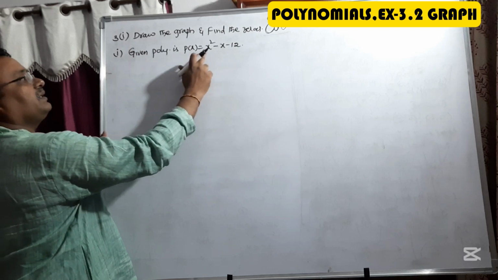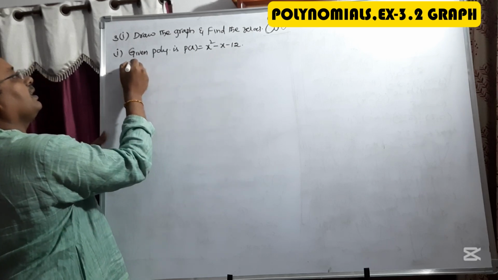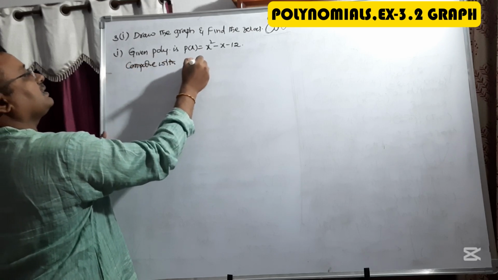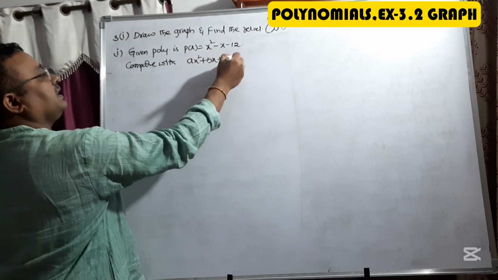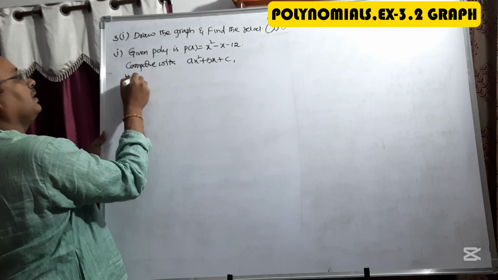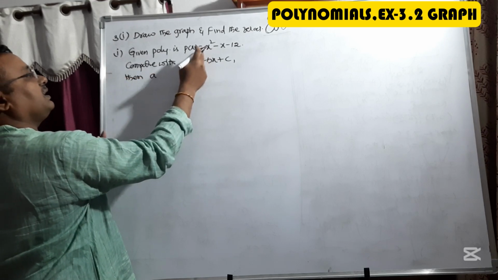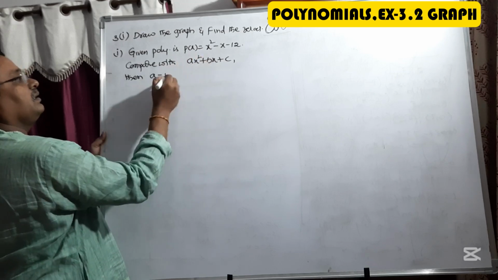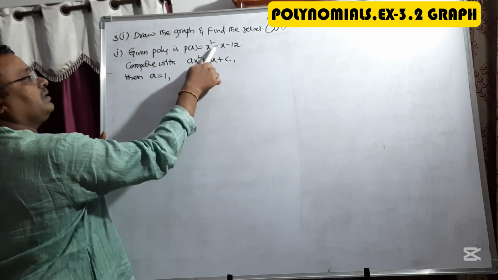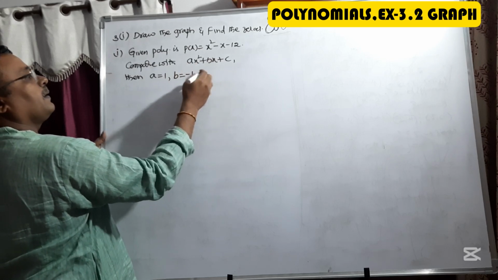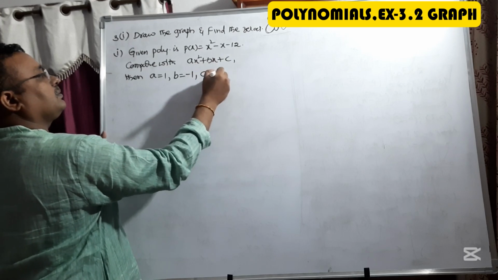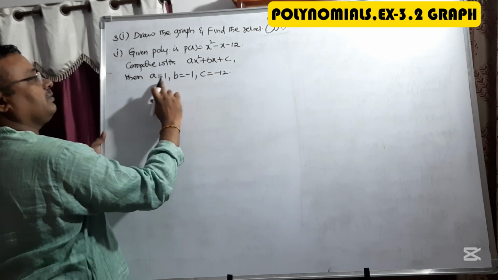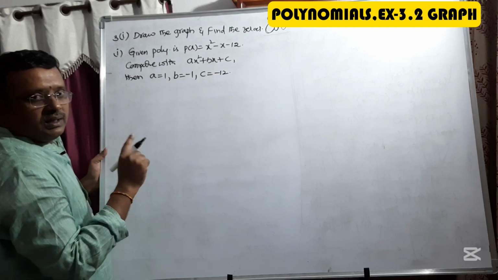Given polynomial is p of x equal to x square minus x minus 12. Compare with ax square plus bx plus c. Then x square coefficient a value is 1. Next, x coefficient b value is minus 1. Constant c value is minus 12. Along with the symbols, plus or minus, you have to take.